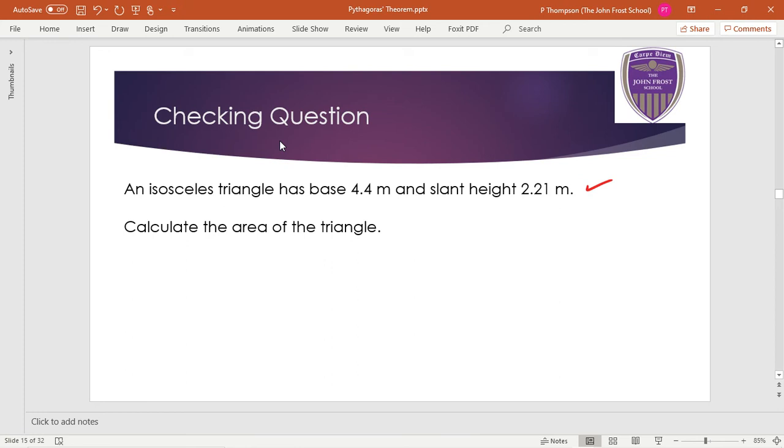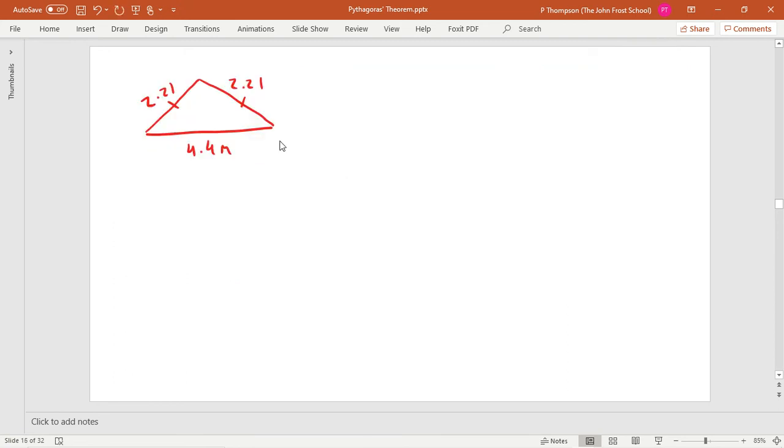Well, remember, the area of a triangle is the base times the vertical height, not the slant height. Base times vertical height divided by 2. So I can see that I need to find the vertical height of this triangle, which is that there. And hopefully we can see that this is lucky for us. Now it's nice because I can split this triangle into 2 right-angled triangles and work on them separately.